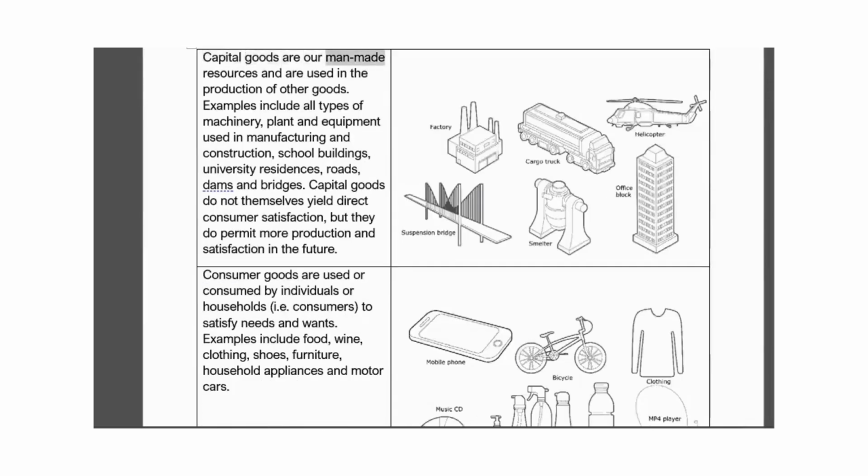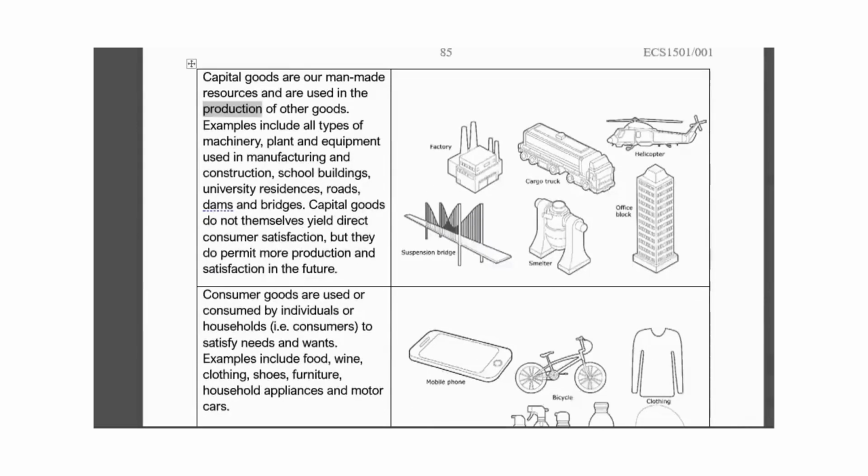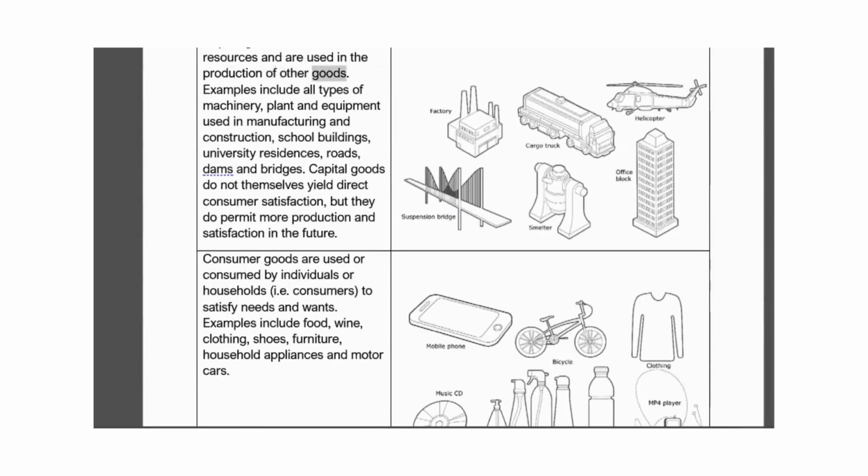Capital goods are our man-made resources and are used in the production of other goods. Examples include all types of machinery, plant and equipment used in manufacturing and construction, school buildings, university residences, roads, dams and bridges. Capital goods do not themselves yield direct consumer satisfaction, but they do permit more production and satisfaction in the future.